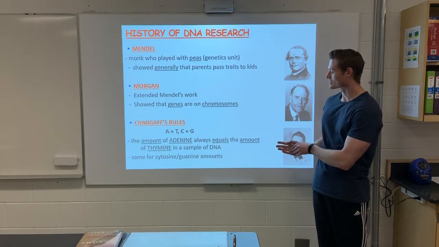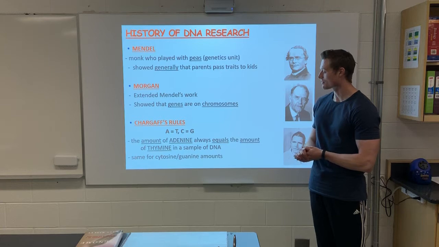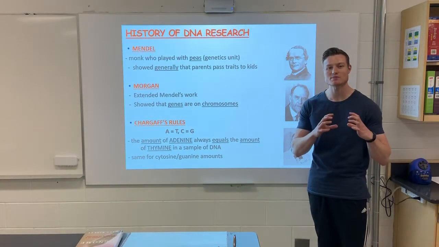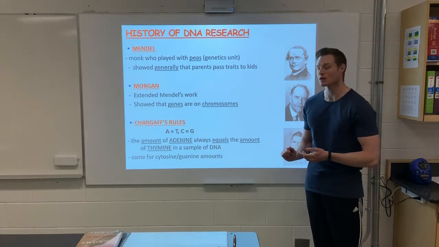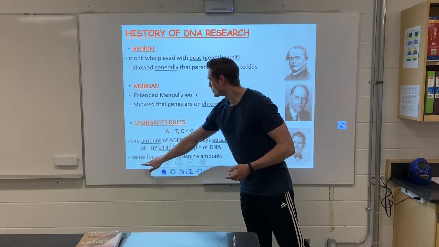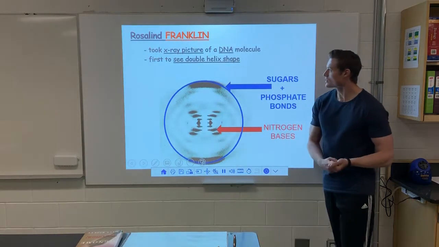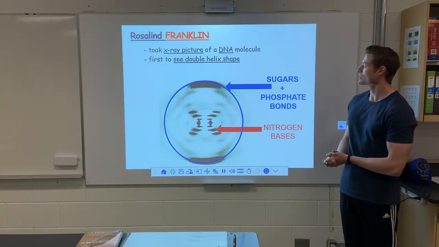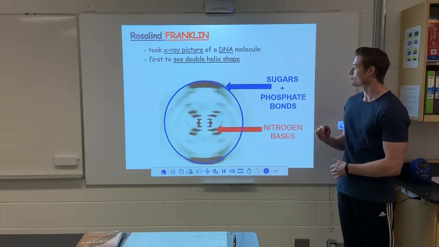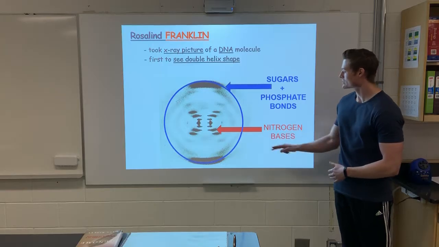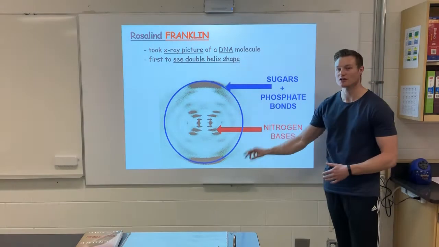Chargaff showed that the amount of adenine will always be equal to the amount of thymine, which are two base pairs within the DNA molecule. That also goes for cytosine and guanine as well. Rosalind Franklin was one of the first people to actually see an X-ray picture of a DNA molecule. She noticed the double helix shape of that molecule, with the inside nitrogen bases and the outer sugar phosphate backbone.